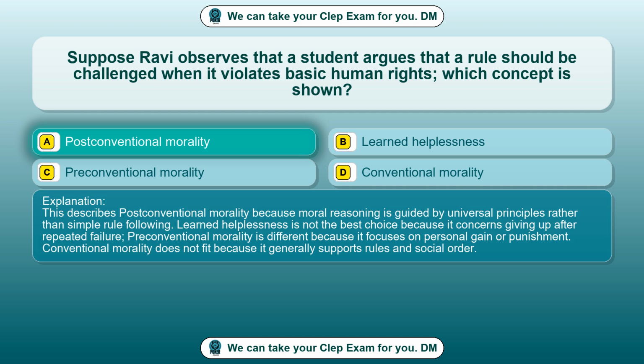This describes post-conventional morality because moral reasoning is guided by universal principles rather than simple rule following. Learned helplessness is not the best choice because it concerns giving up after repeated failure. Pre-conventional morality is different because it focuses on personal gain or punishment. Conventional morality does not fit because it generally supports rules and social order.